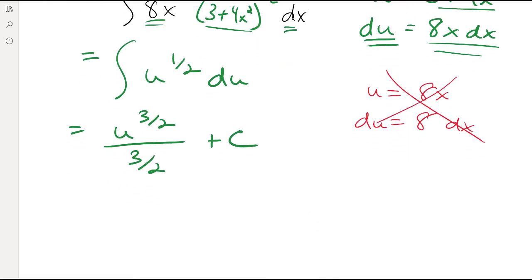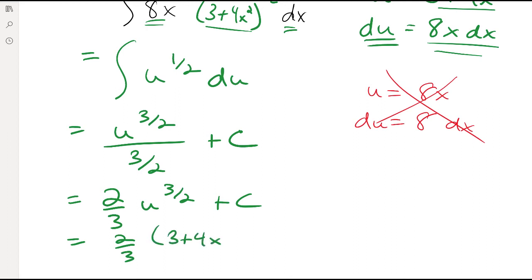And as we did in the previous video as well, we're going to rewrite dividing by 3/2 as multiplying by 2/3. Remember, keep, change, flip. So it's 2/3 u to the 3/2 plus c. And then lastly, we need to replace u with its expression in terms of x, and it was 3 plus 4x squared, raised to the 3/2 power plus c.